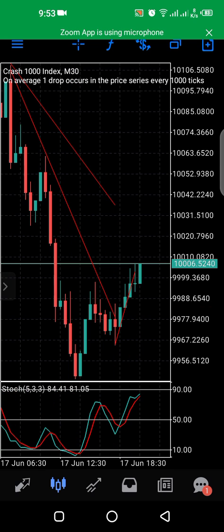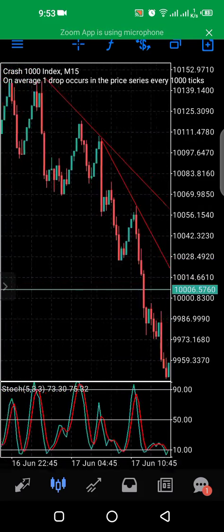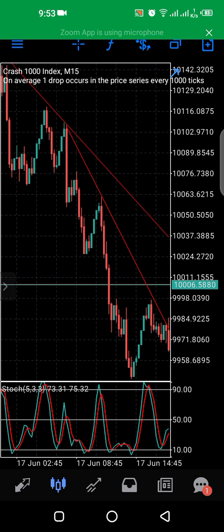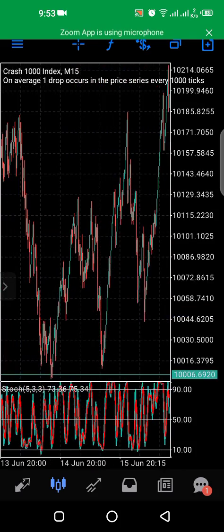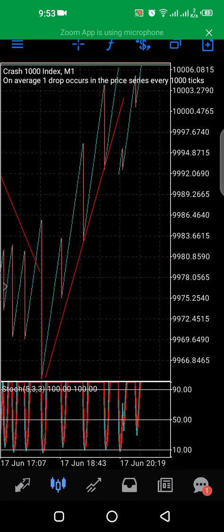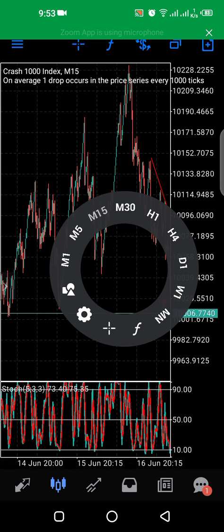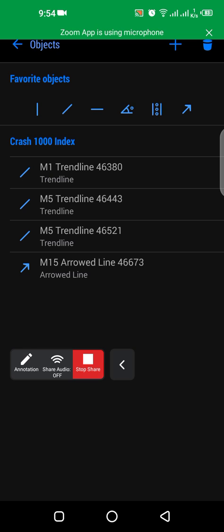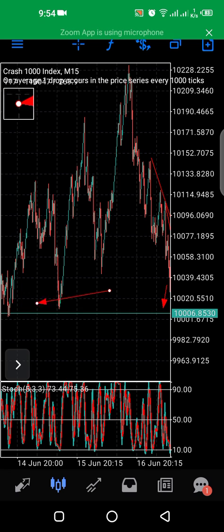Now for you to sell at this point on M30, let me go back to M15. For you to sell at this point, you have to go back to the previous price by following this price line. You have to go back and see if you can find any near resistance. You can see we find one here, but it's kind of far. We find one here, you see. Now we find one here and here. You can see this is one and this is two, but it's kind of a bit far.